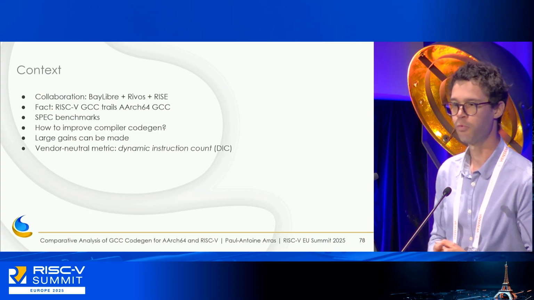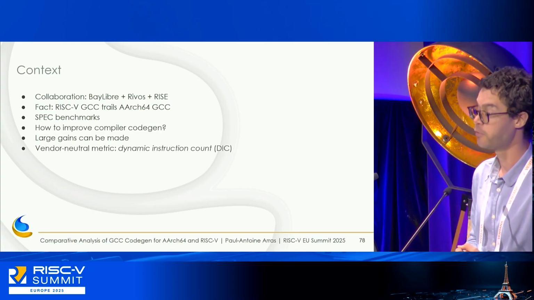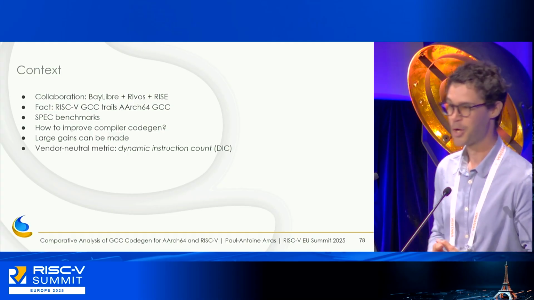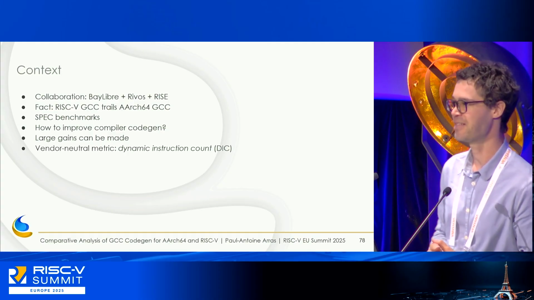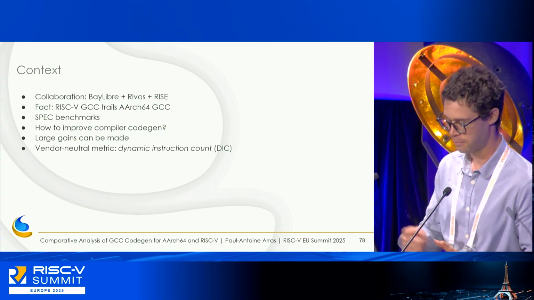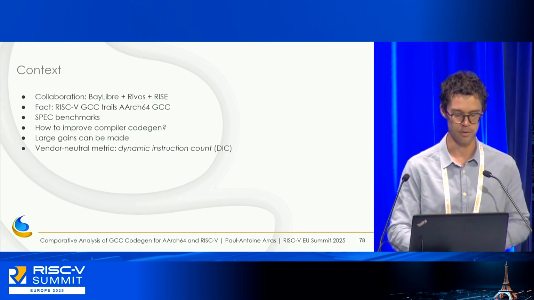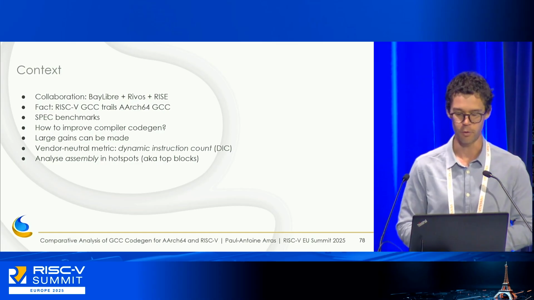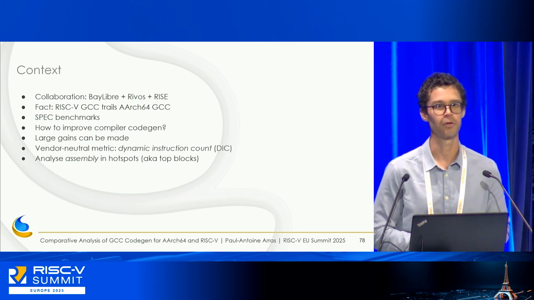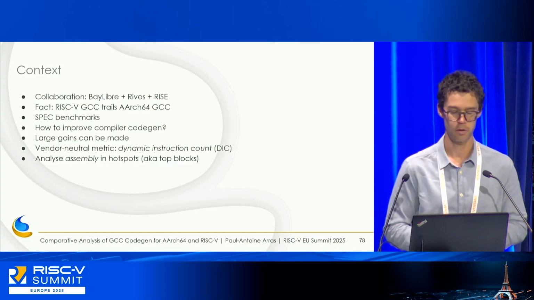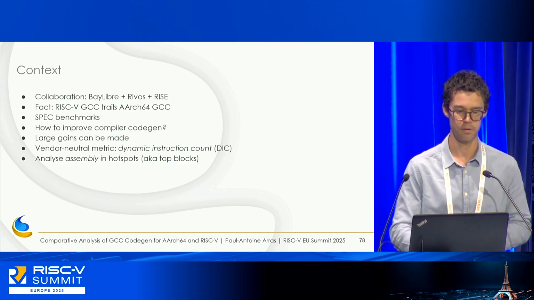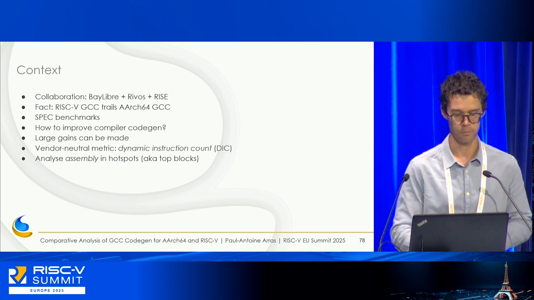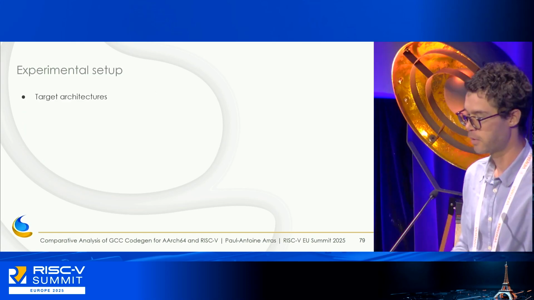And to do so, we have picked a vendor-neutral metric, which is the dynamic instruction count. Granted, this metric has its flaws. We know it, and I'll show a good example of that later. But for this specific study, when we want to analyze the assembly of the hotspots, which are the basic blocks of code that take the most time in the run of the benchmark, we found that it served its purpose.